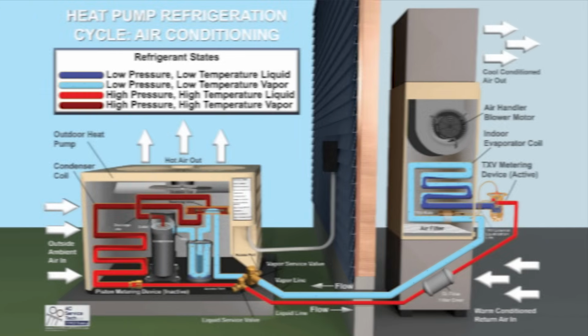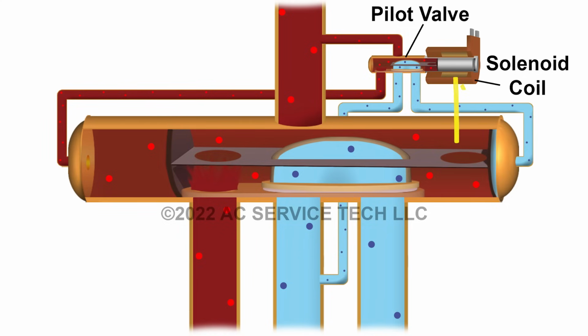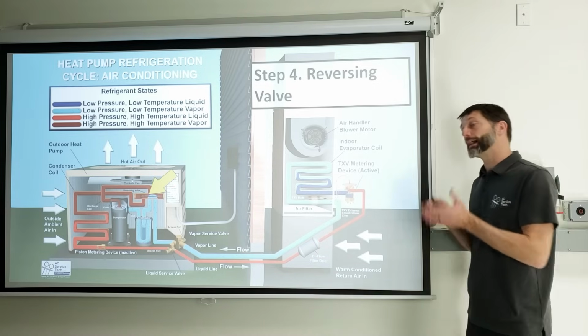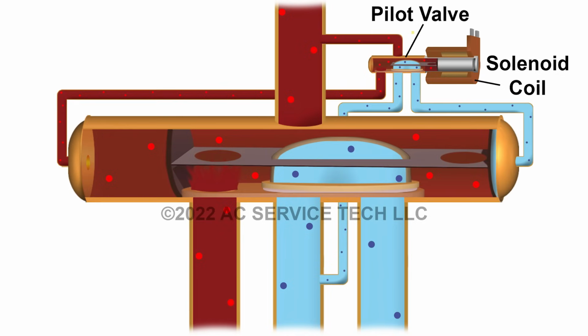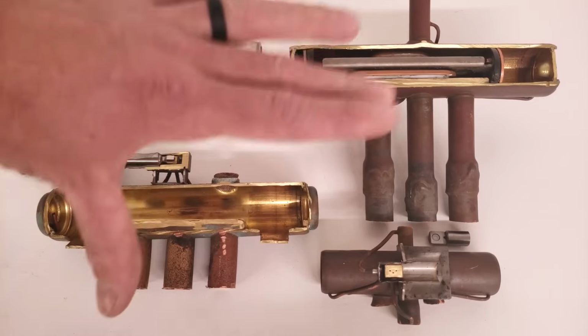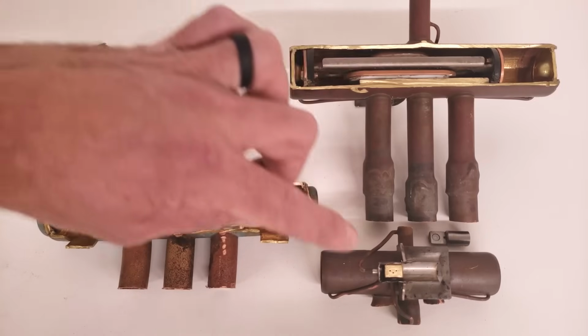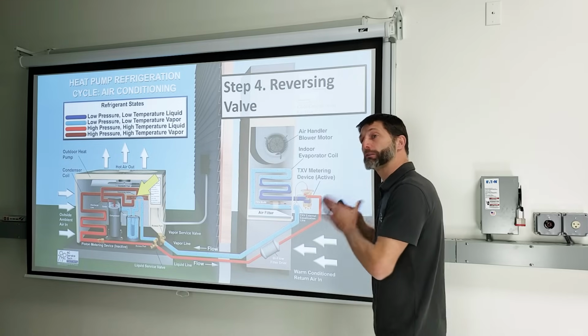Then we have step four, which is the reversing valve. In most systems besides Rheem and Ruud, that reversing valve is electrically energized during air conditioning mode, and it's not energized during heating mode. On Rheem and Ruud, it will be not energized in air conditioning mode and energized in heating mode. The inside of the reversing valve shifts over due to this pilot valve being energized. You have high pressure refrigerant pushing the inner slide on the reversing valve over to the side. If you want to learn more about that, we have a whole other video on the reversing valve and the internals and how it works. The refrigerant is going to remain unchanged as it travels through the reversing valve.